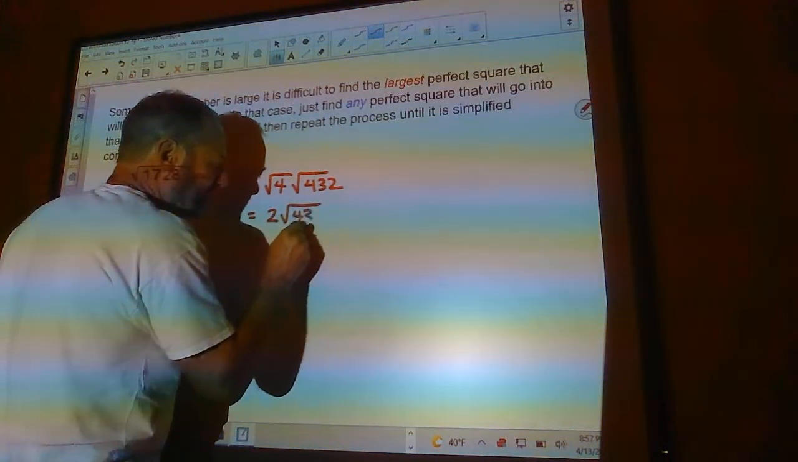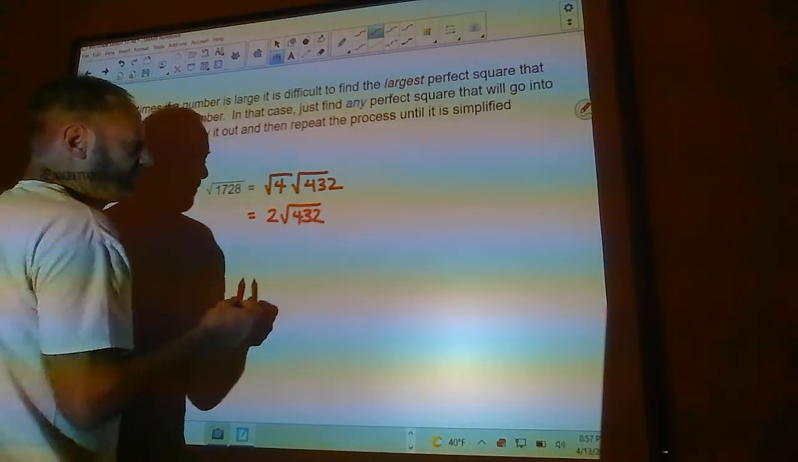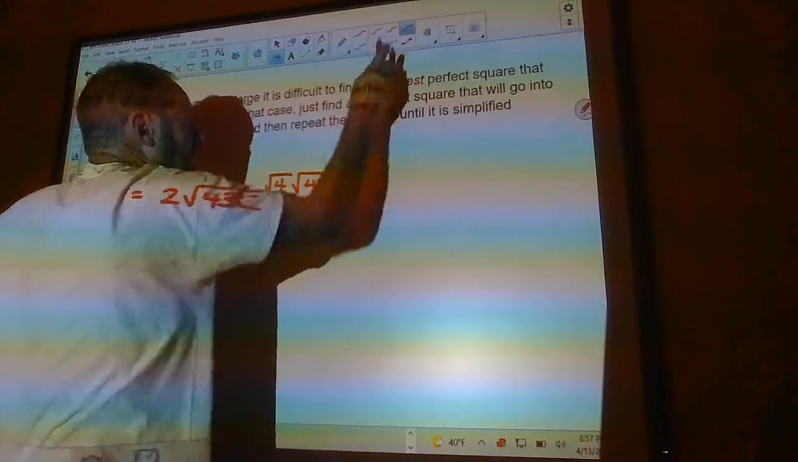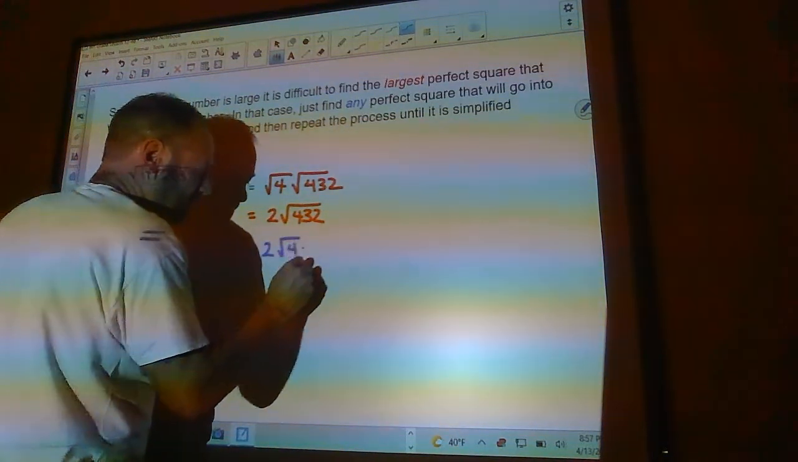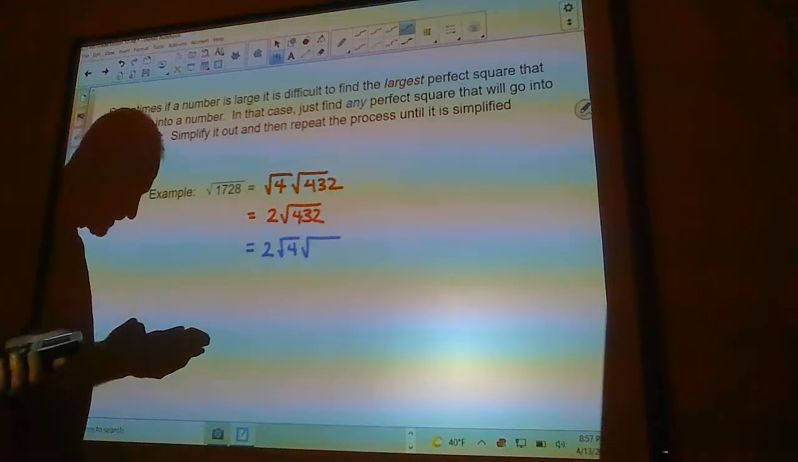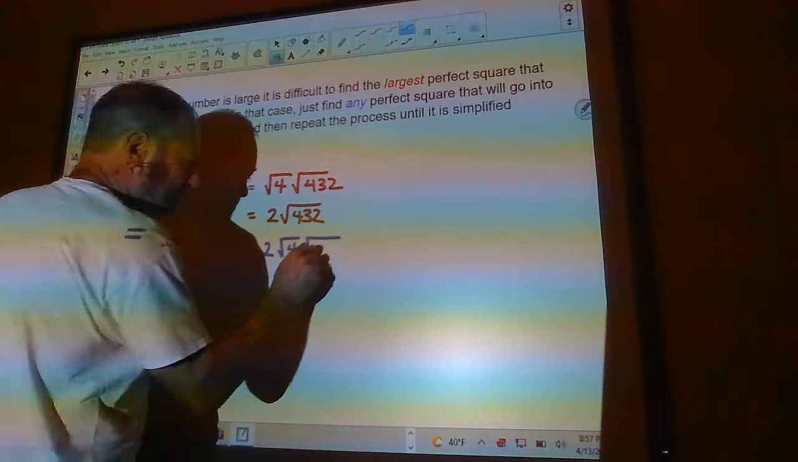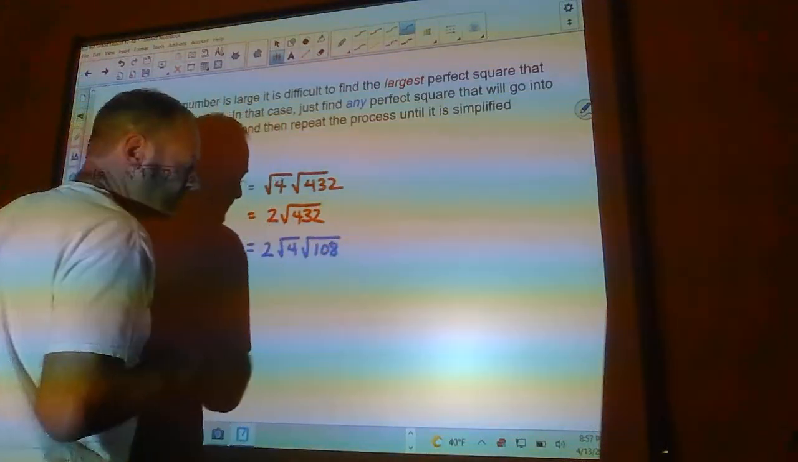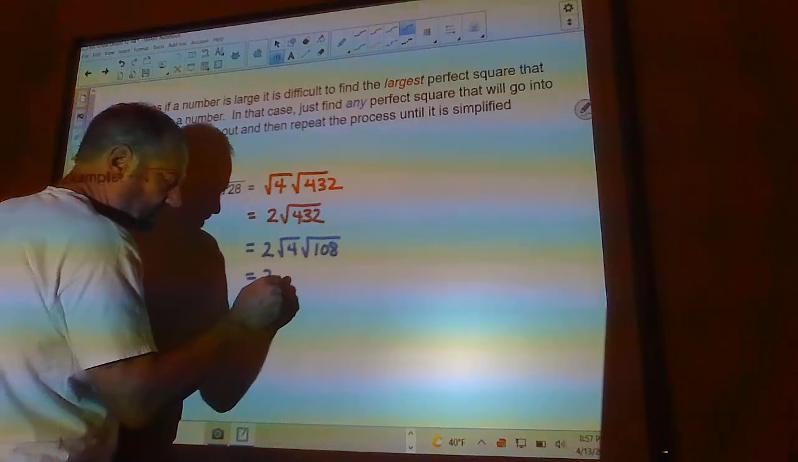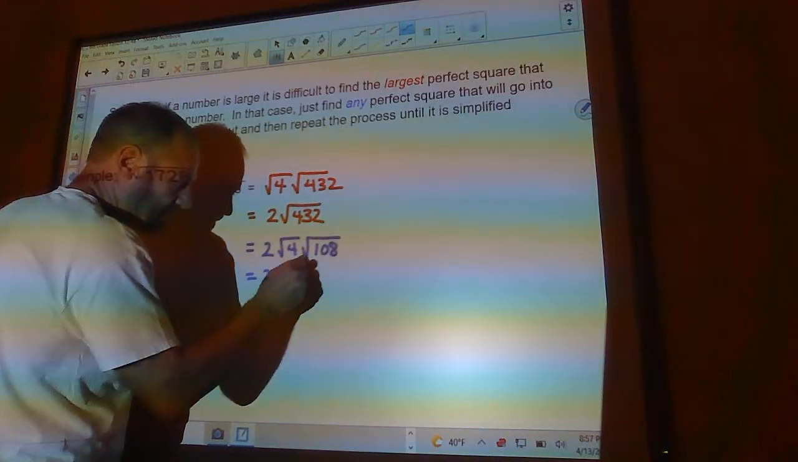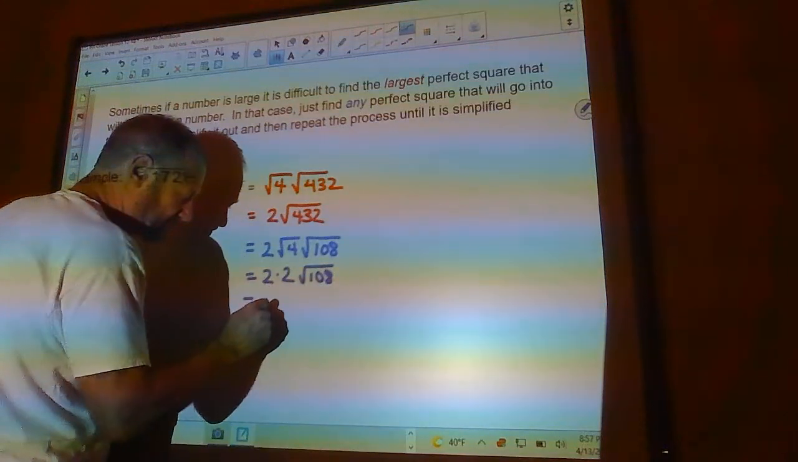All right, now here's the thing. I'm not done yet because 32, that's divisible by 4. So I can take another 4 out of this thing. So this is 2 times the square root of 4 times the square root of 432 divided by 4. That's going to be 108. Again, this is 2. That's 2. That's the square root of 108. So 2 times 2 is 4.